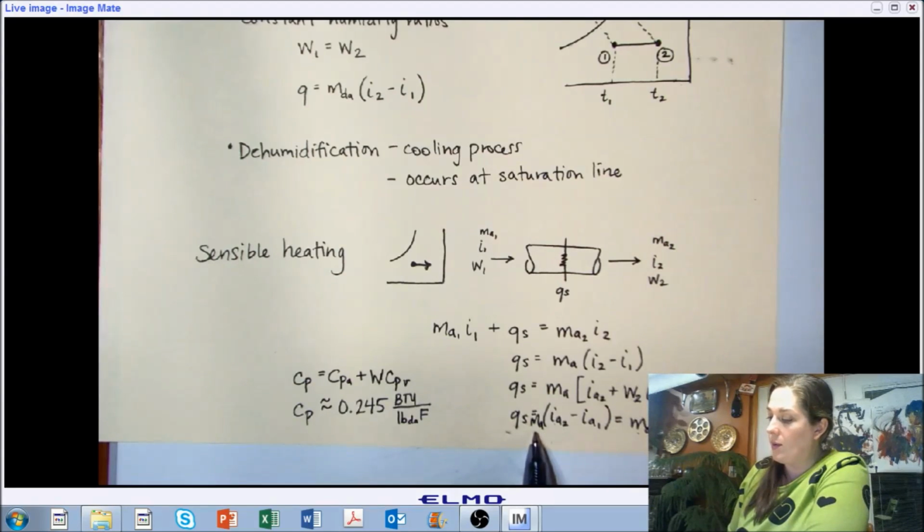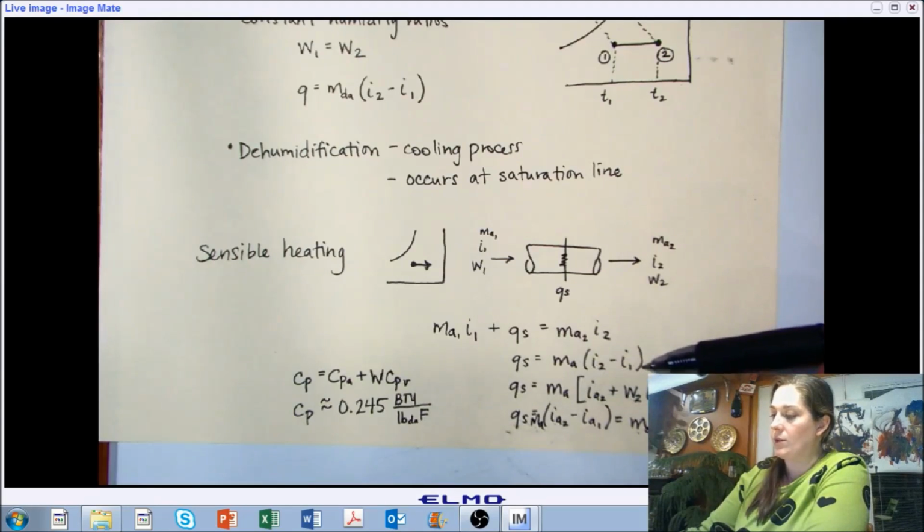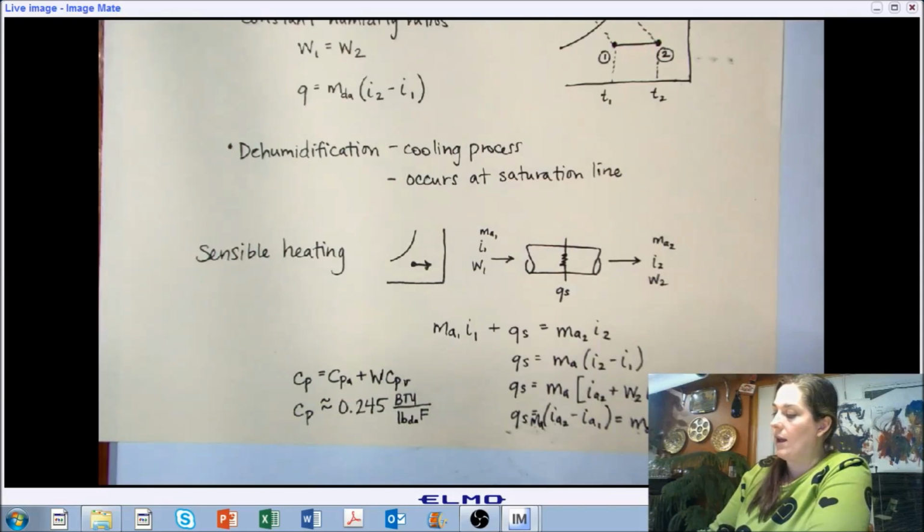And then if we want to look at the mass of air times the enthalpy associated with the air, this is the mass of air times the specific heat of the air and the vapor times the change in temperature. So this equation, which is one of our master equations that we saw up ahead, is equivalent to this equation.